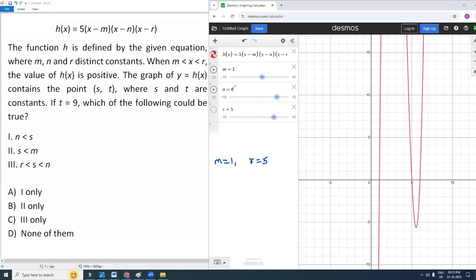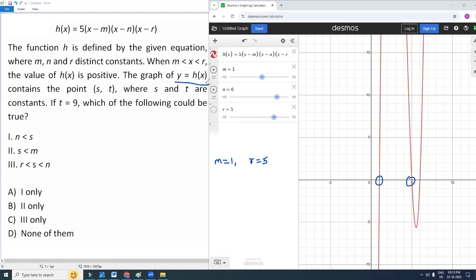Okay, when n takes a value 6, that is to the right side of r, between 1 and 5, I find the graph above the x-axis over here, that is h of x is positive. So when n equals 6, that is above the value of r, it satisfies the condition we have over here, that is h of x is positive. Now let's consider the other information.